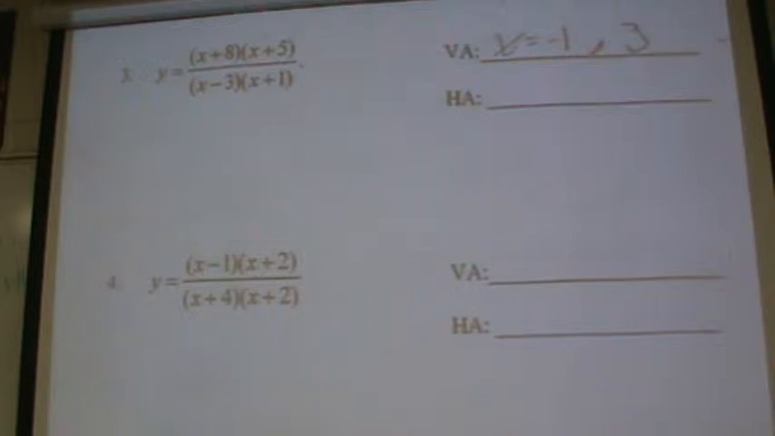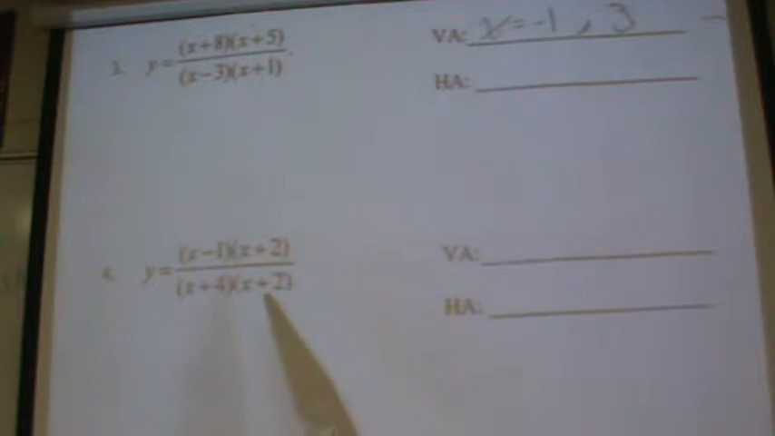Alright. So, is there a hole in this one? Yes. Right, because there's an x plus 2 on the bottom, and there's an x plus 2 on the top. Normally when naming the vertical asymptotes, you put both of these at the bottom, but because we know it's going to be a hole, we're going to leave that away from the vertical asymptote, and we're going to put it in the hole instead. So the only vertical asymptote left is what? X equals -4.